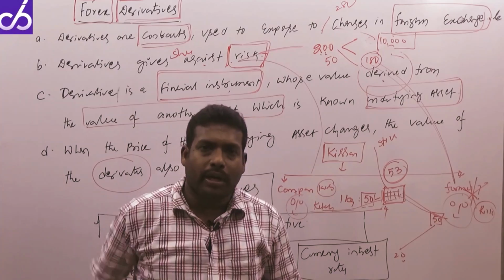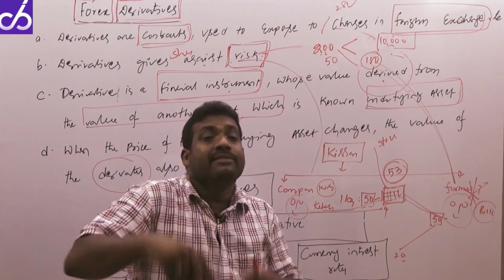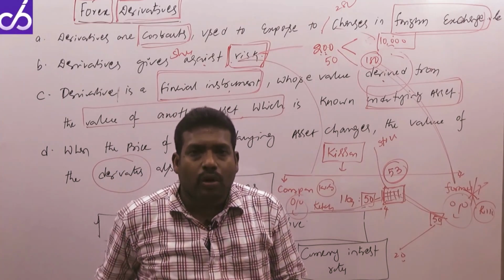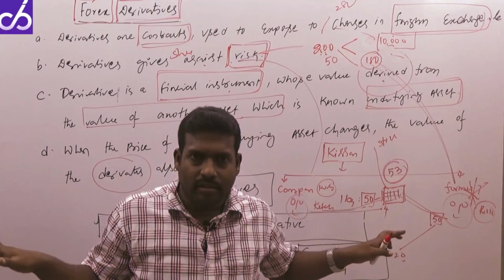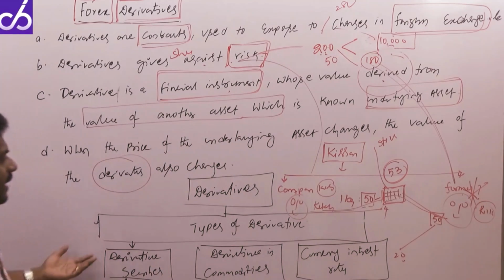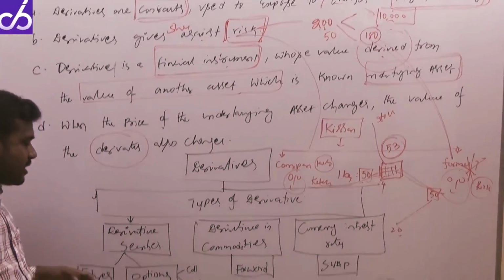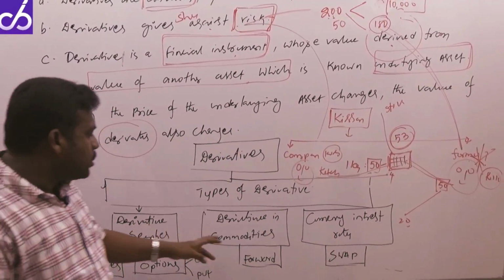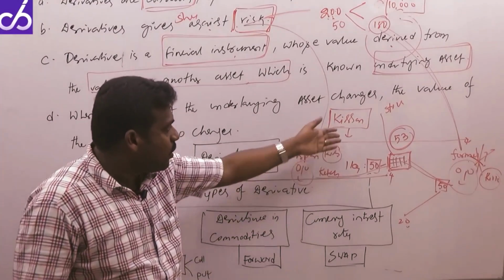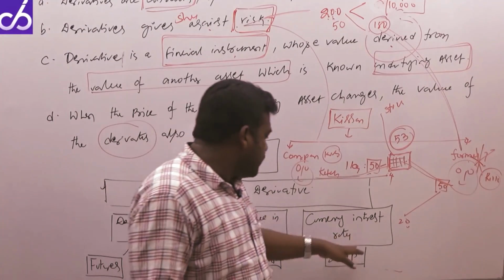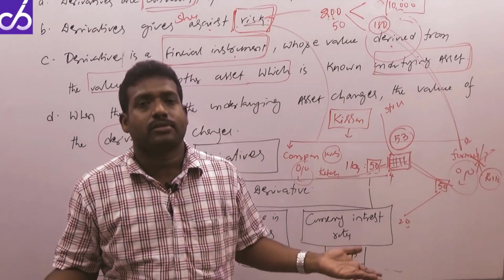So derivatives are nothing but a financial agreement between two parties. Both people have to contribute some amount and they enter into the agreement in order to resolve their future risk. These agreements are of different types. One is a derivative with respect to securities, which I told just now, SBI. There are derivatives with reference to commodities, which I discussed just now, and derivatives with reference to foreign currency also.